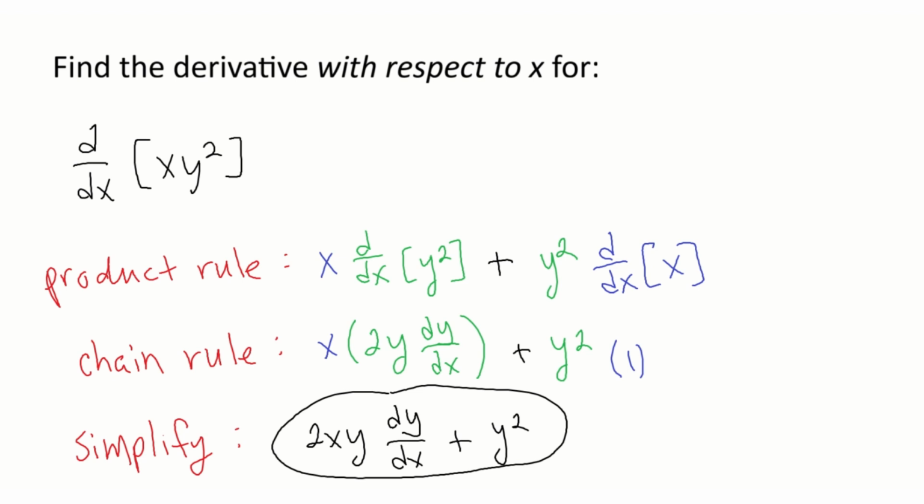So don't forget, when you're finding dy dx implicitly, you have to realize that the differentiation is taking place with respect to x. You'll have to use the chain rule.